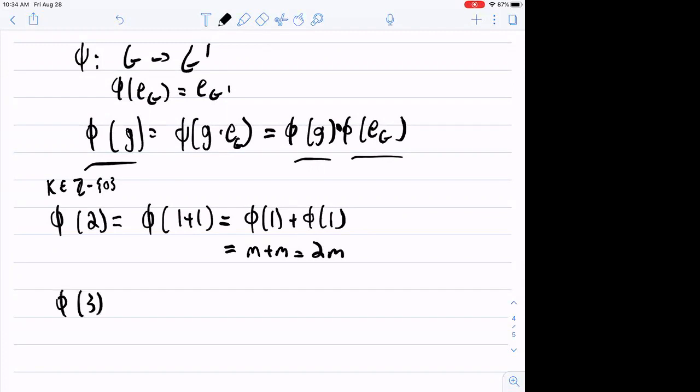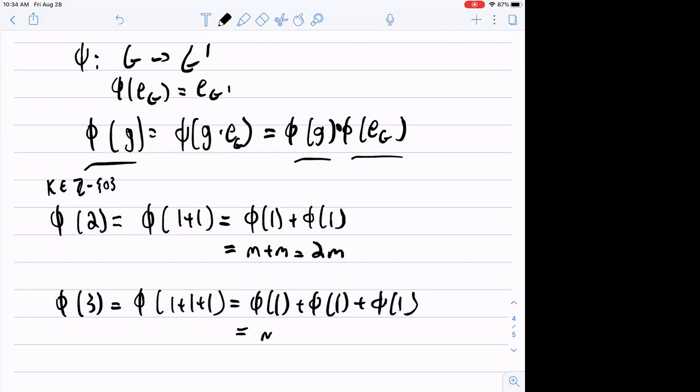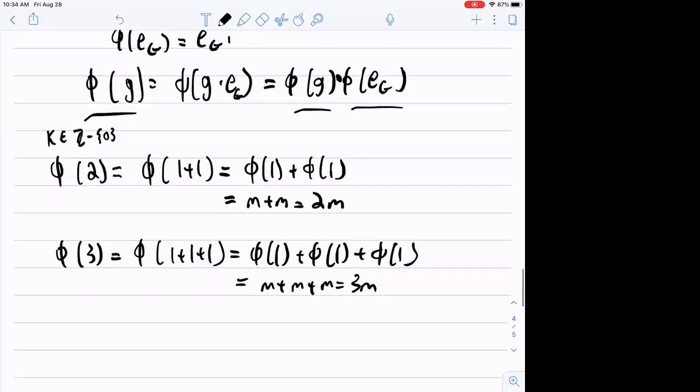Phi of 3, by the isomorphism property, is this, and by the property it has to be equal to this, in which case it has to be m plus m plus m, which is 3m. Right, so is everyone clear?